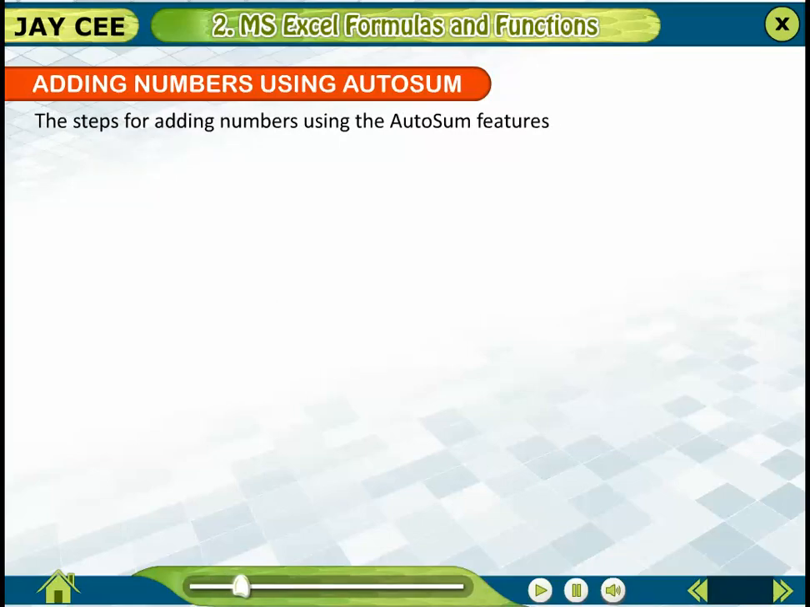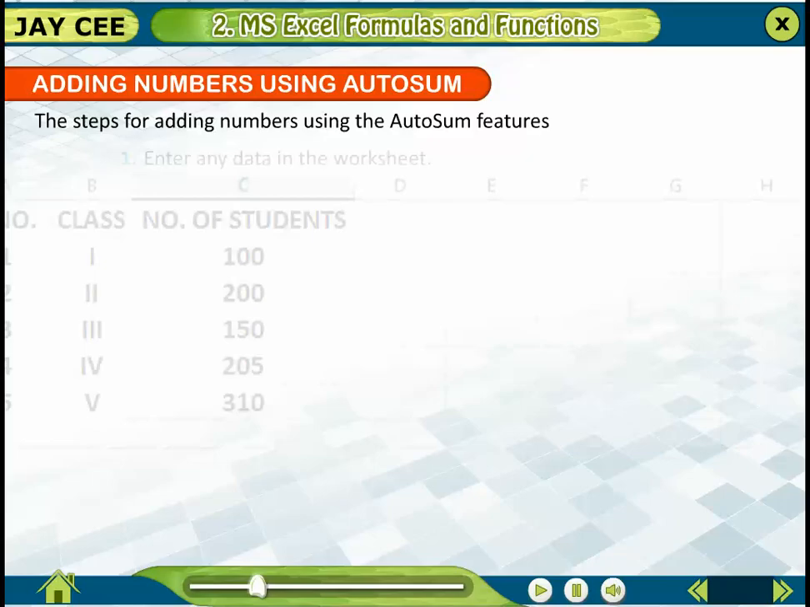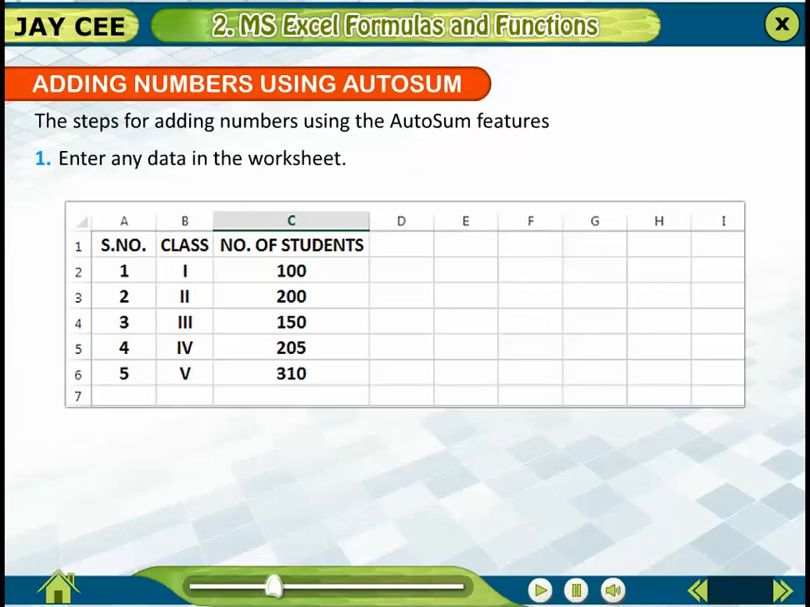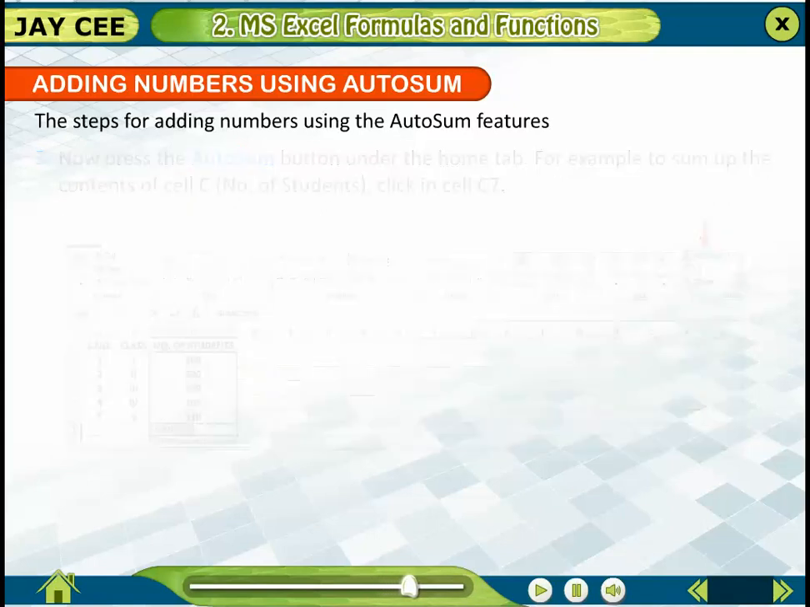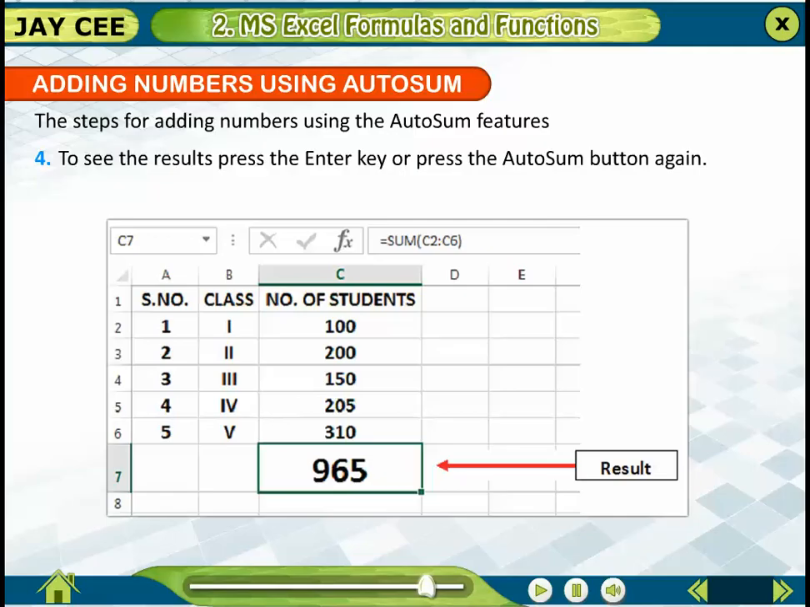Adding numbers using auto-sum. The steps for adding numbers using the auto-sum feature: enter any data in the worksheet. Select the cell in which the result is to be displayed. Now press the auto-sum button under the Home tab. For example, to sum up the contents of column C, number of students, click in cell C7. To see the results, press the Enter key or press the Auto Sum button again.